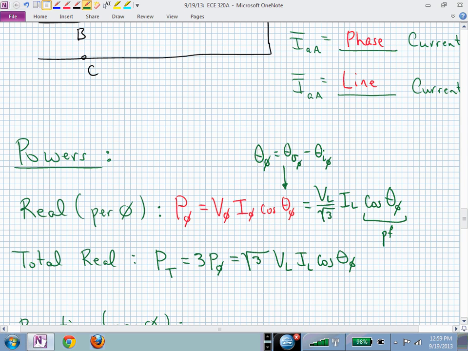And they don't break it out to you per phase. They just say your total real power is 168 kilowatts. Now you know how to relate that to your power factor, your line voltage, and your line current from this formula. Is that clear?